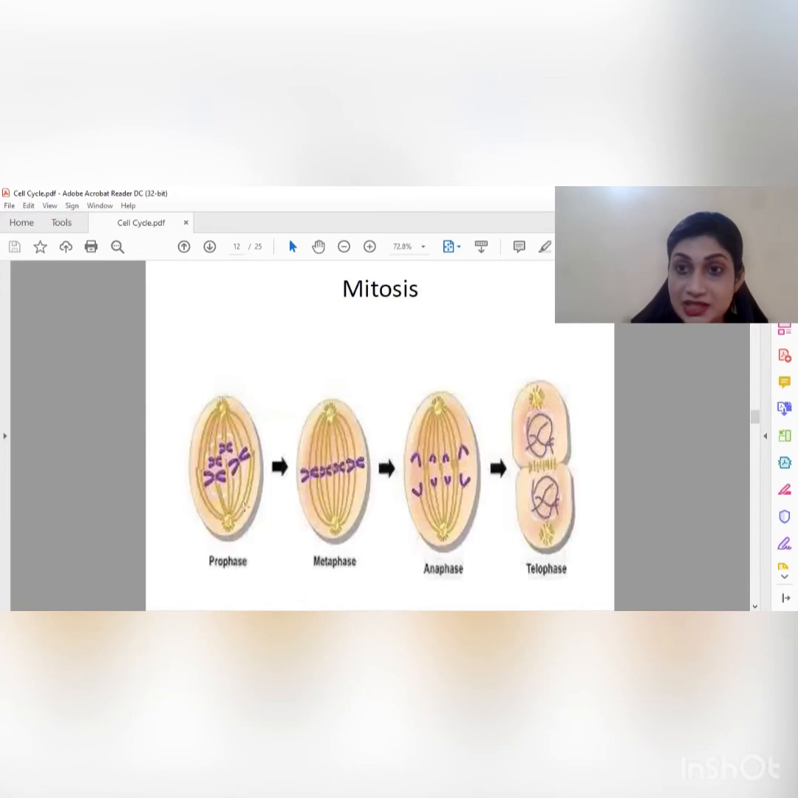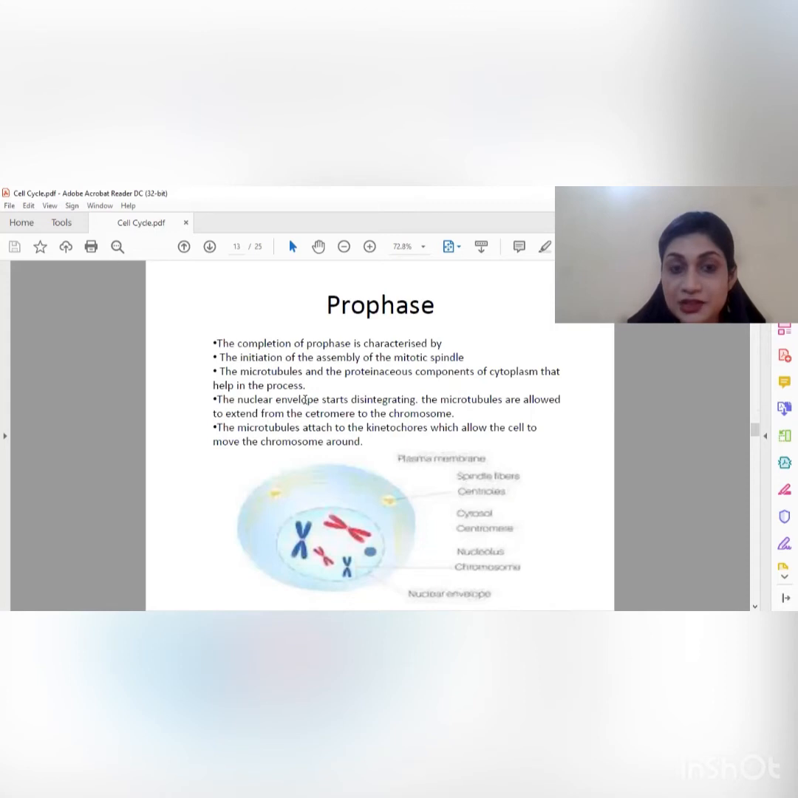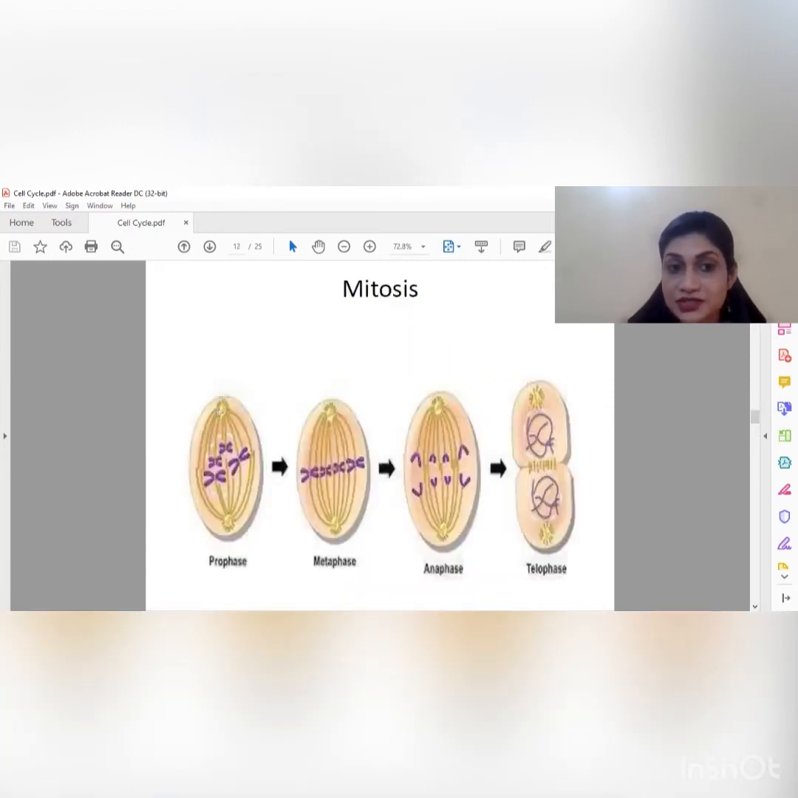These are the things holding the nuclear material, the chromosomes over here, because the nuclear membrane is going to disintegrate in this process. The nuclear envelope starts disintegrating. The microtubules are allowed to extend from the centromere to the chromosome. These are the things holding it up. This is the prominent machinery over here.